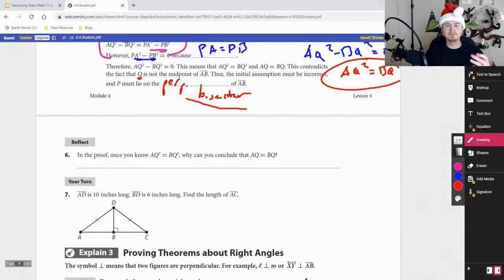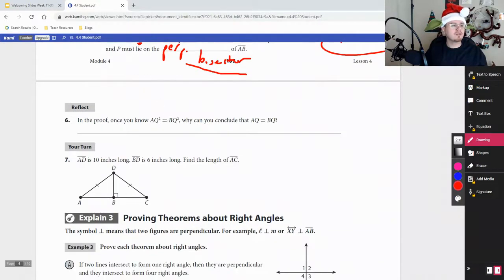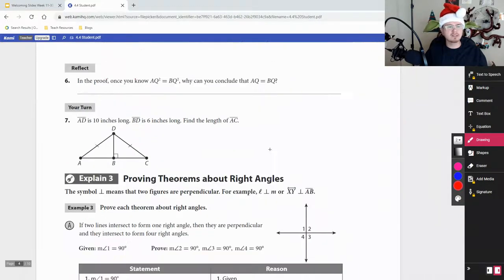So again, lots of words. Write it out in your own way. Make sure you have the logical way that this makes sense. Once you know this, why can you conclude? Well, you take the square root of both sides, right? Obviously, and distances are non-negative.